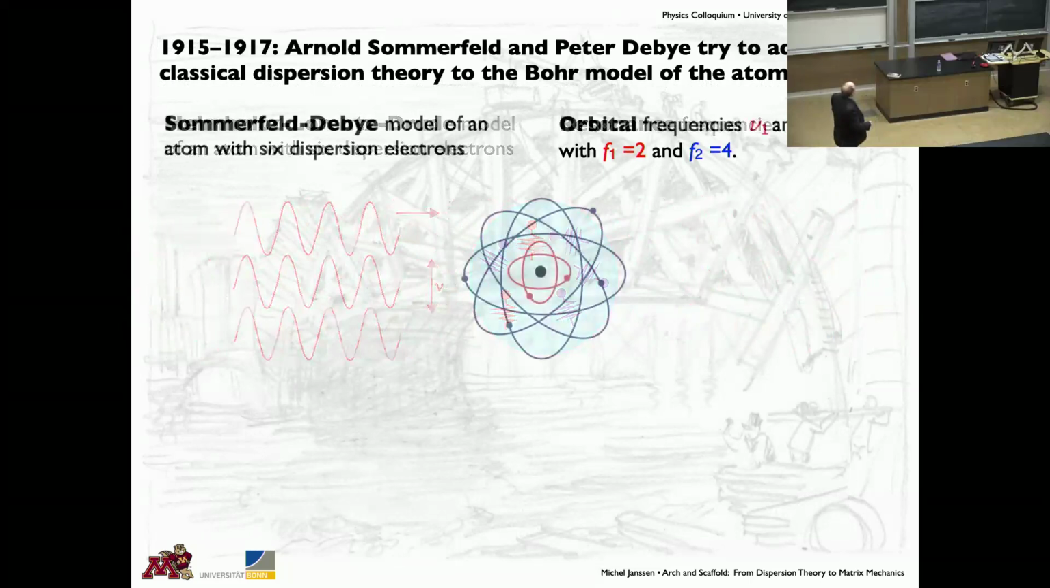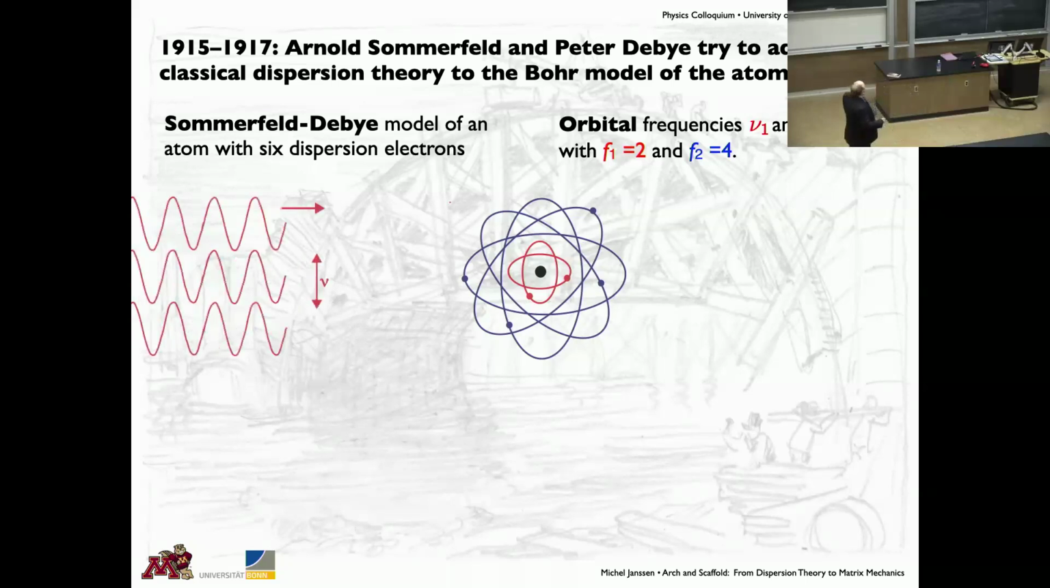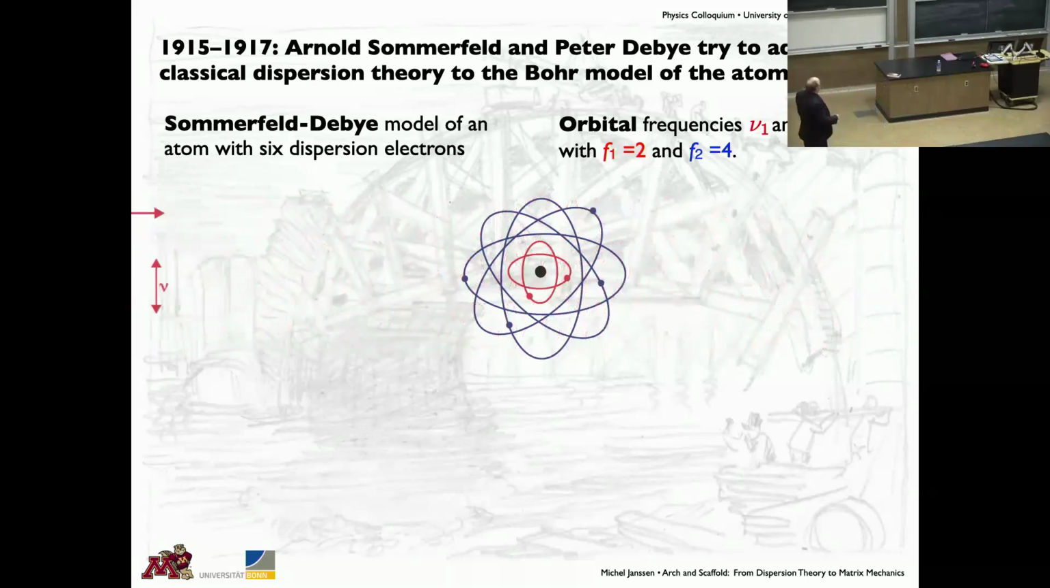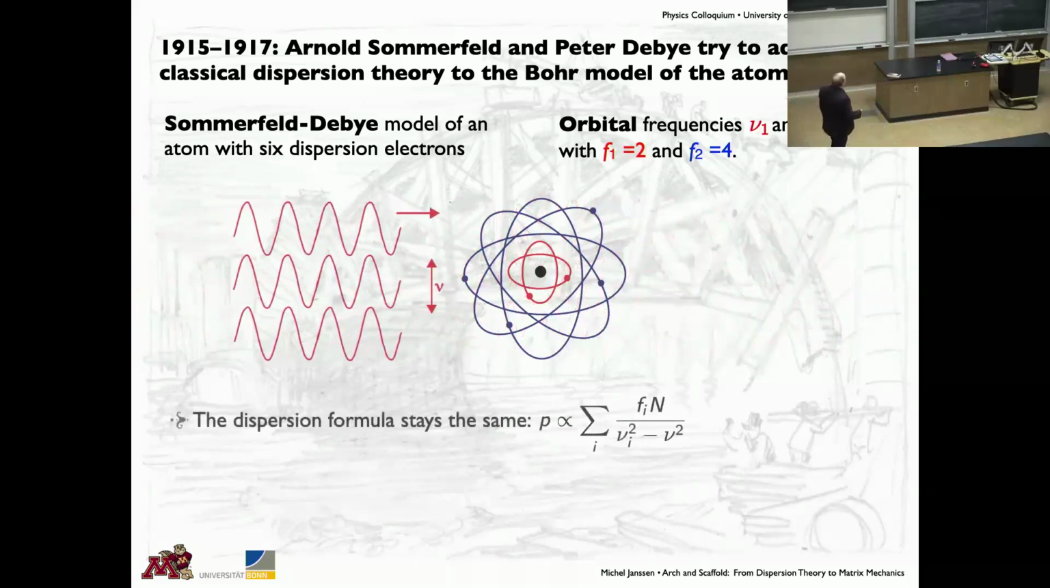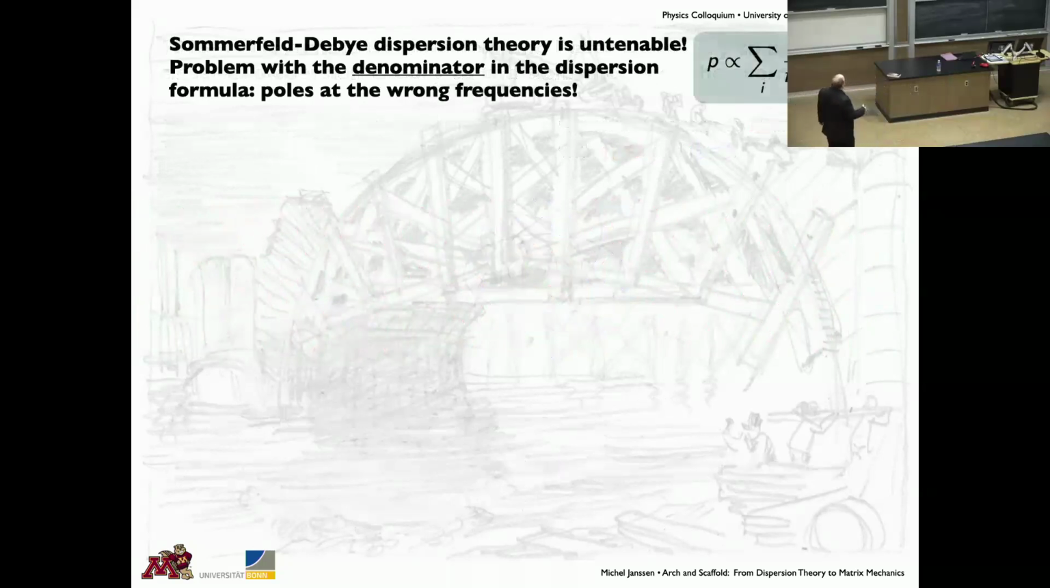Well, we can also now just replace this by something like that, right? So this would be the equivalent for my toy model: 2 electrons with frequency 1, 4 with frequency 2, and you have the thing coming over it. The idea is the formula just stays exactly the same, and the only thing that changes is that instead of talking about oscillation frequencies, you're now talking about orbital frequencies.